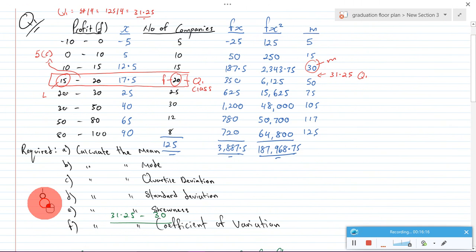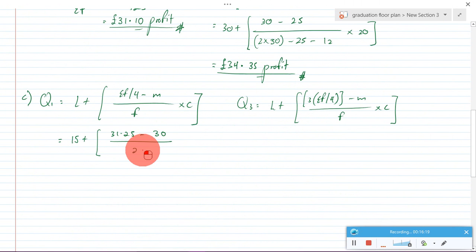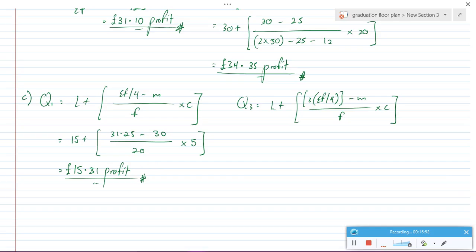Okay, now let's do it for Q3. Pink color. So same thing: total F divide 4 times 3. Therefore 125 divide 4 times 3. How much do you get? 93.75, correct? Yes. Now same thing again, you take the 93.75, go to the M, and see which numbers it comes between.